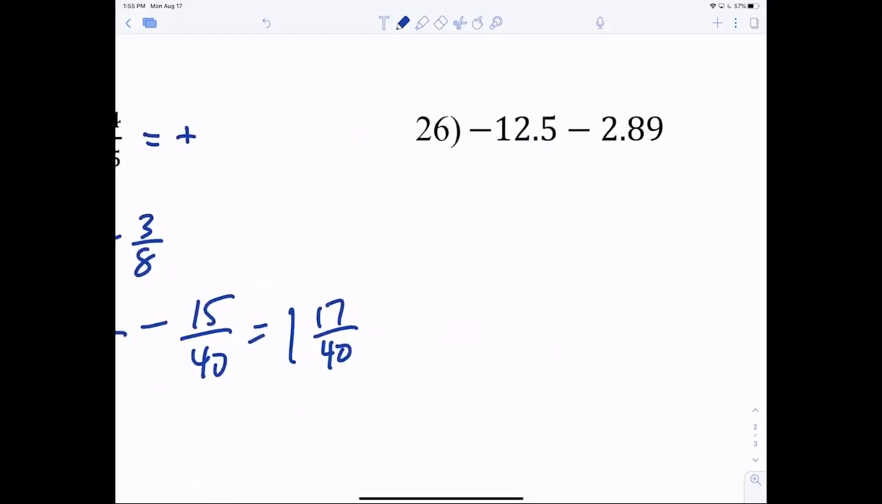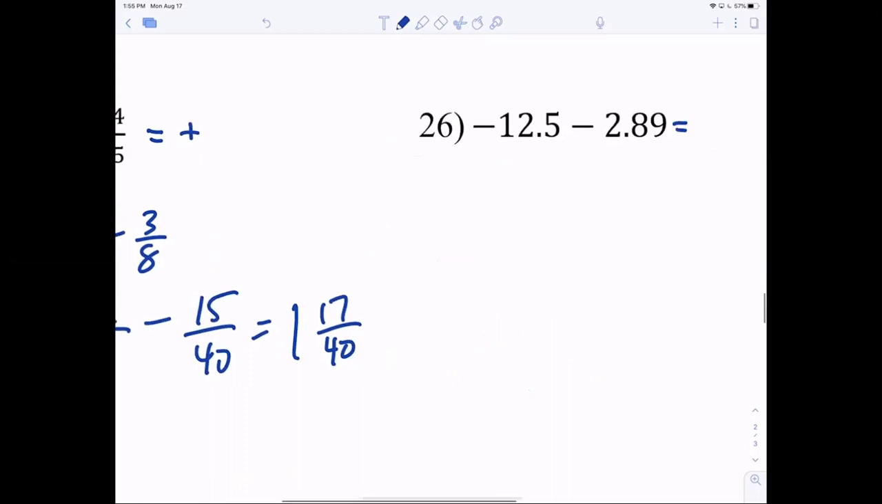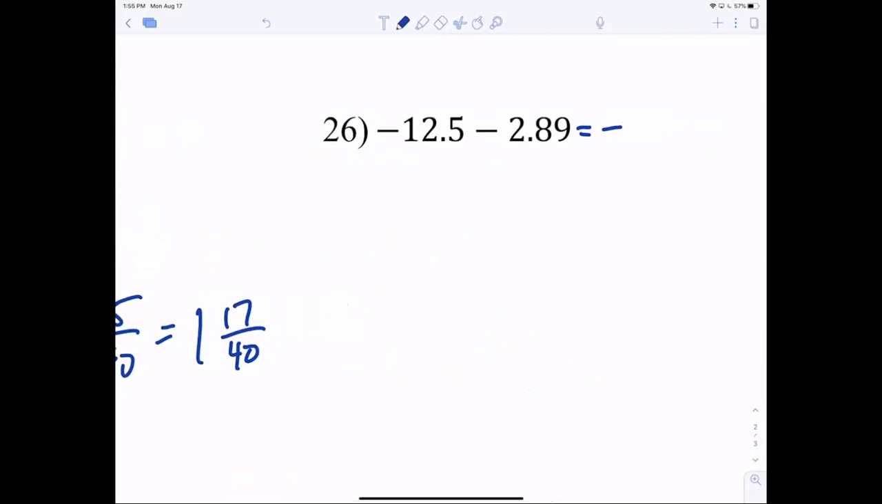All right, number 26. Is the answer going to be positive or negative? And all we're doing is adding, correct? So I'm adding 12 and 2 and making 14. And the 8 and the 5 make what? Yeah, it's going to be one more, right? Let me explain how I'm doing it. 12 plus 2 is 14. Then this 50 cents and 80 cents makes another $1.30. So it's going to be 15.39.